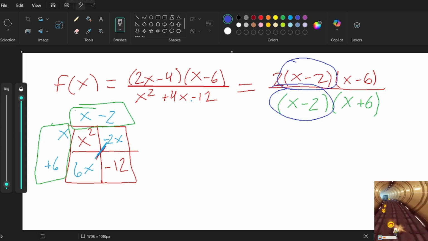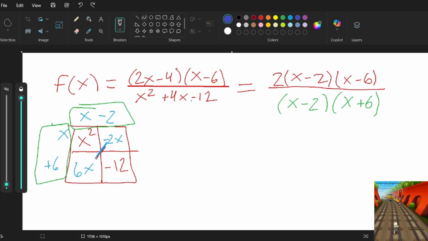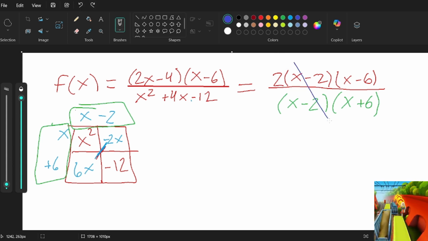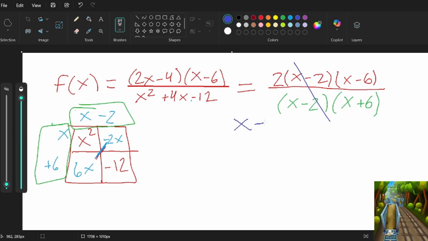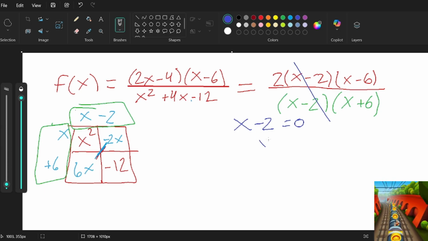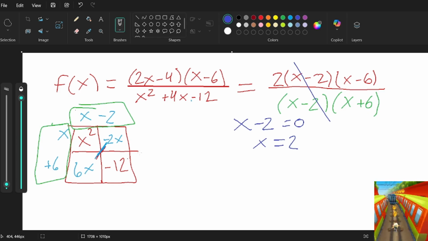Anytime that's the case, that's going to be a hole, right? Anytime we have the same factor in the numerator and denominator, that's just our definition of a hole. So not only do those cancel out in our problem, but if I set x minus 2 equal to 0, just like I would any denominator, I get that x equals a positive 2. That x equals positive 2 is not a vertical asymptote. It's a hole because it cancels out with the numerator.